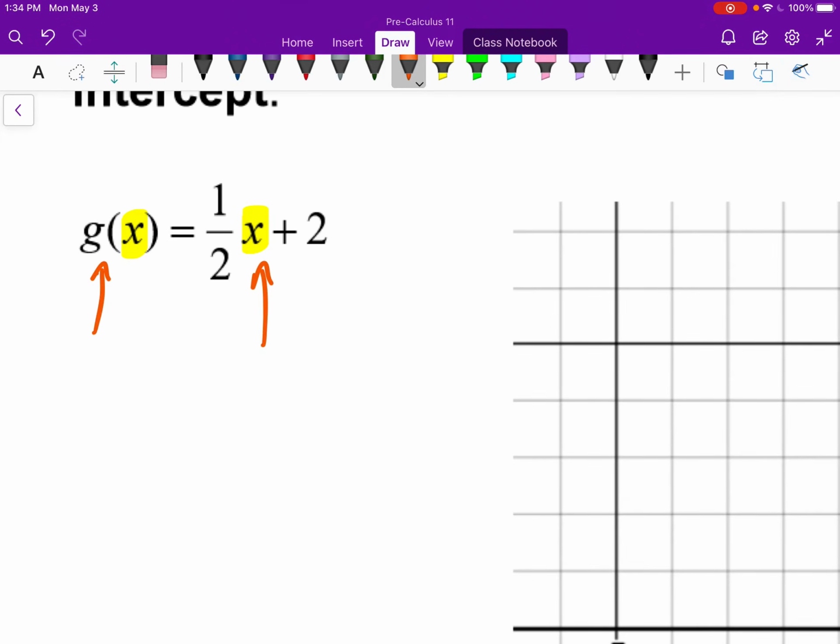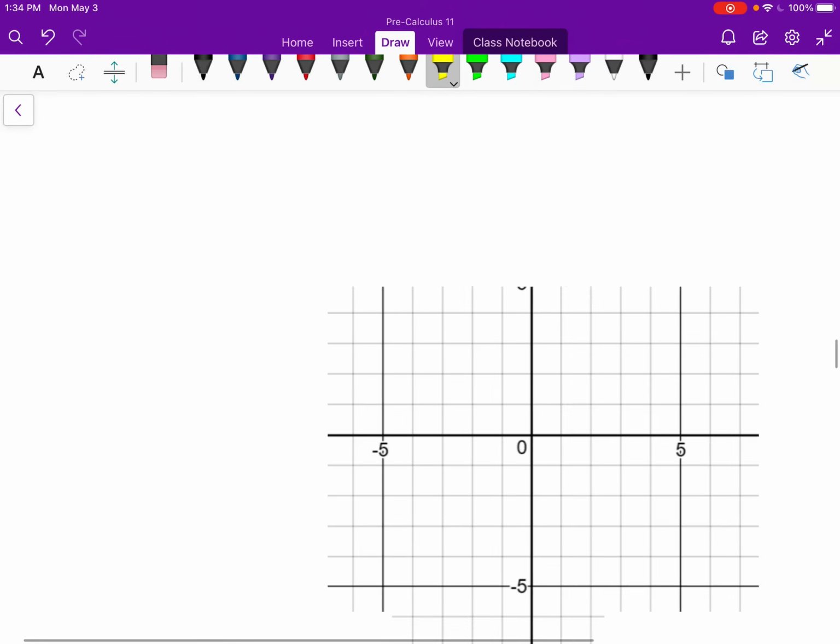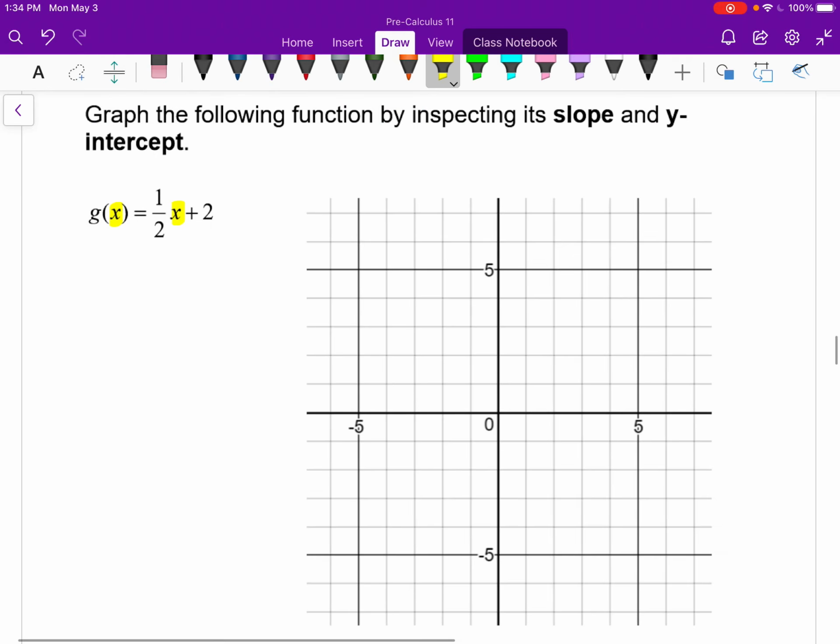And if I look here, this tells me what to do. Whatever number I have for x, I multiply by 1/2, and then I add 2. OK, so with that said, let's make a graph of this. And again, I could make a table of values, or I can just remember what I said before.